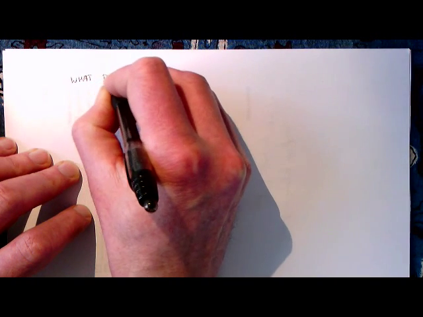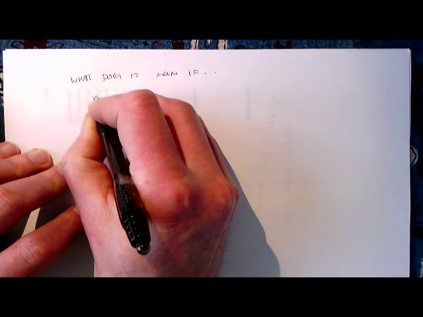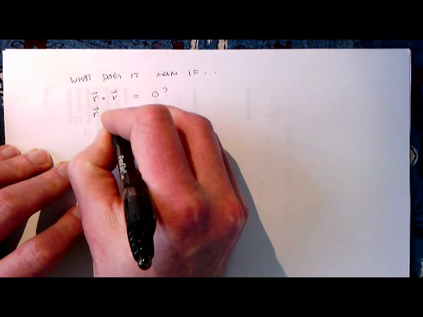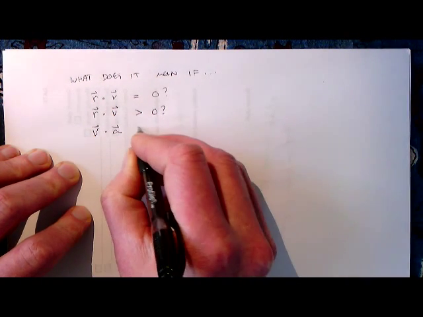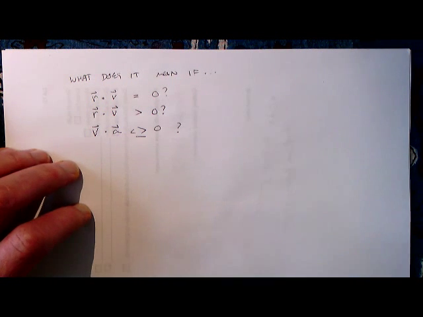What does it mean if, say, the position vector dotted with the velocity is 0? What does that tell you? What if the position vector dotted with the velocity is greater than 0? What does that mean? Or what does it mean if the velocity dotted with the acceleration is greater than 0, less than 0, or equal to 0? All of these things actually have some physical meaning, but it's not obvious what they mean if you're not used to thinking about the dot product from a physical, what-does-it-imply perspective.